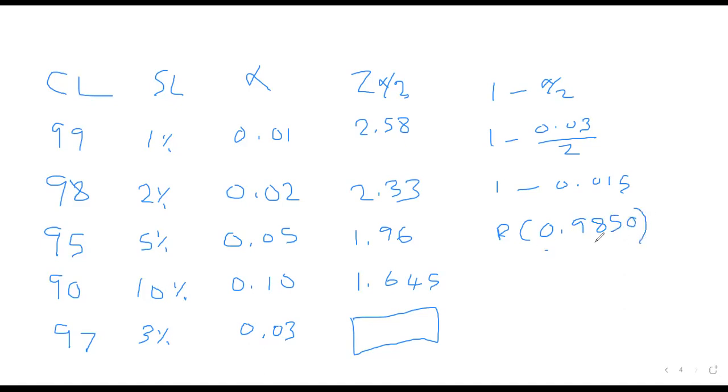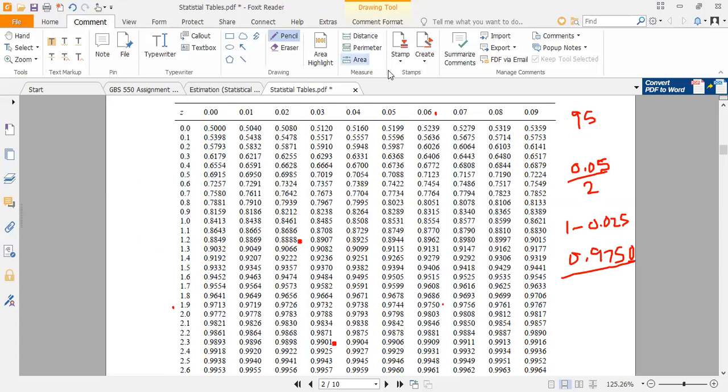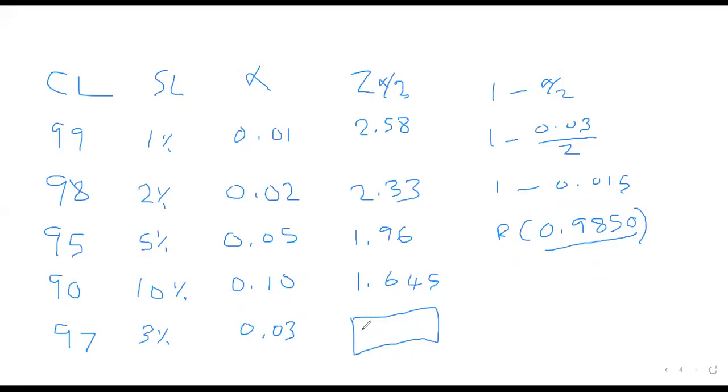And you read this one inside the table. When you go inside the table, we look for 0.9850. So check inside here. Which one is close to 0.985? This one here, right? So what is the reading for this? 2.17. Correct. So this is 2.17. That's how these figures are figured out.